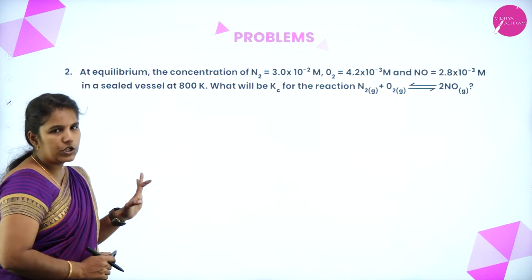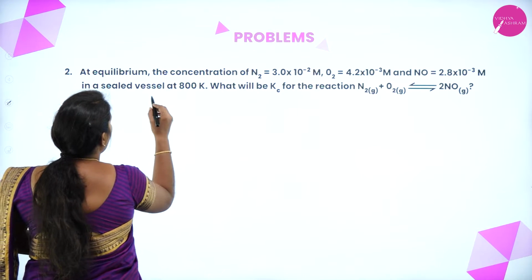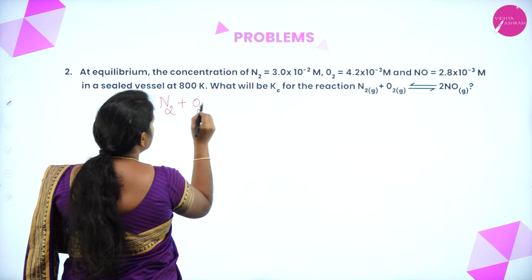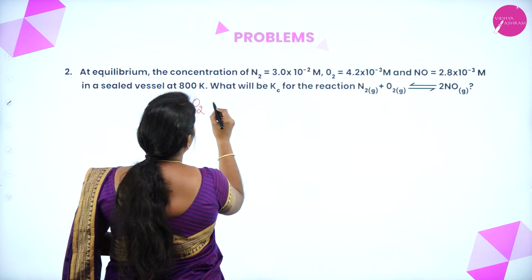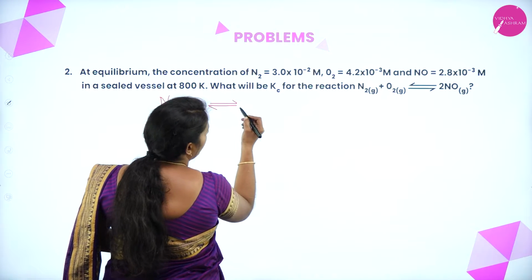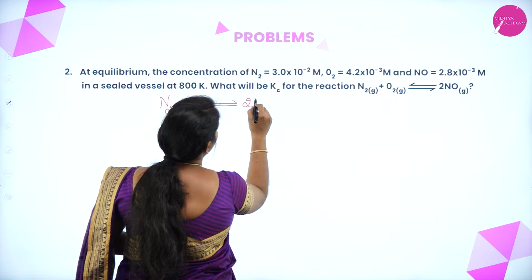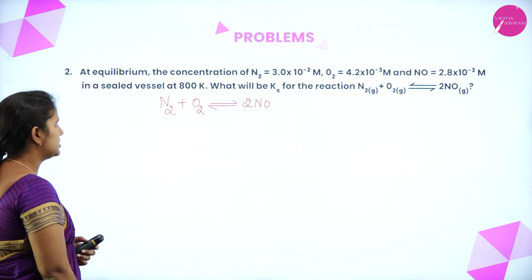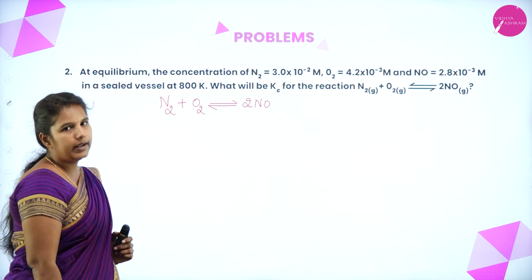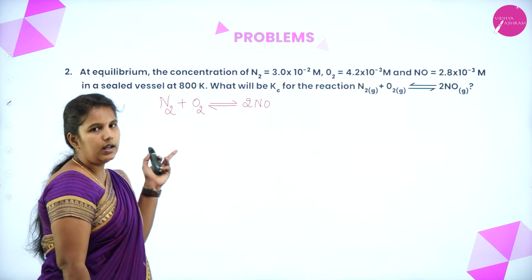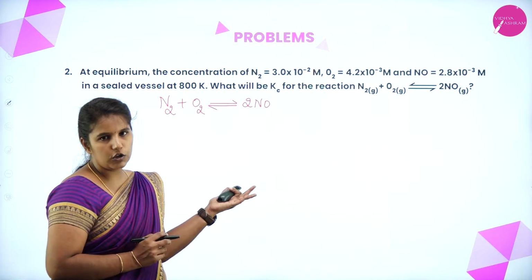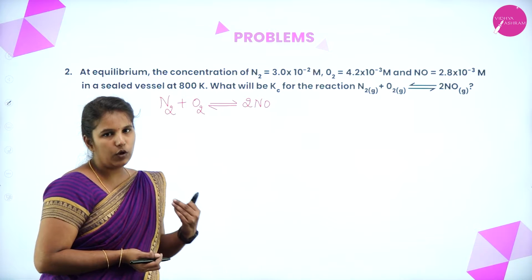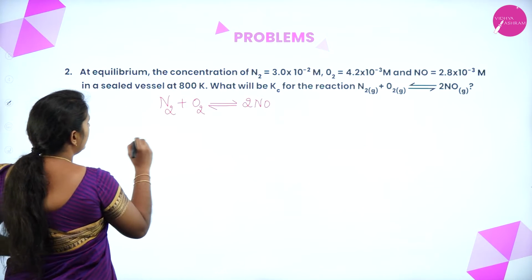Here, the reaction they have given. What is the reaction they have given? Nitrogen plus oxygen is in equilibrium to give 2 NO. Correct, no? And all are in the gaseous state. We need to calculate what? Kc. So, what is the Kc here? Kc is nothing but the equilibrium constant. Again, we need to calculate the equilibrium constant for this above equation.